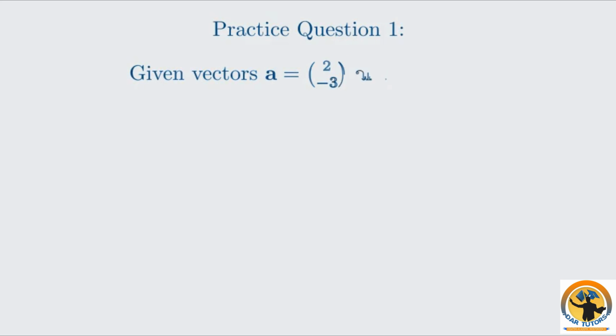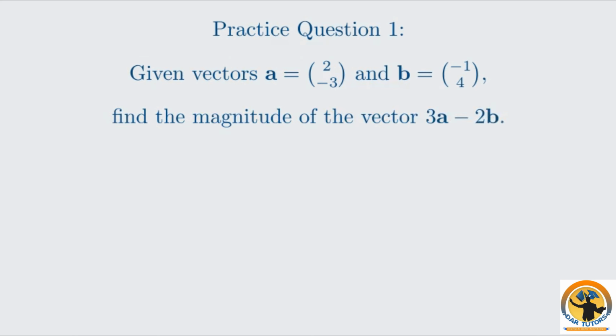To solidify your understanding, here are some practice questions in the style of the IB exam. Here's your first practice question. Pause the video and try to solve it on your own. Question 1. Given vectors a equals (2, -3) and b equals (-1, 4), find the magnitude of the vector 3a minus 2b. Let's go through the solution.